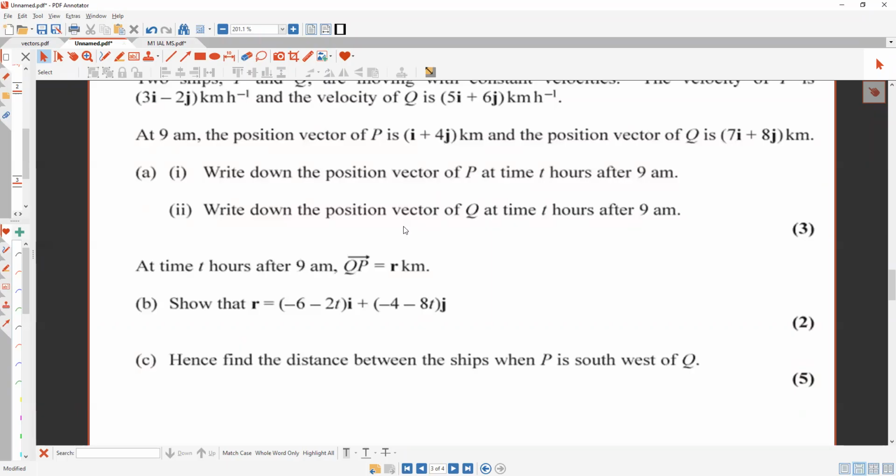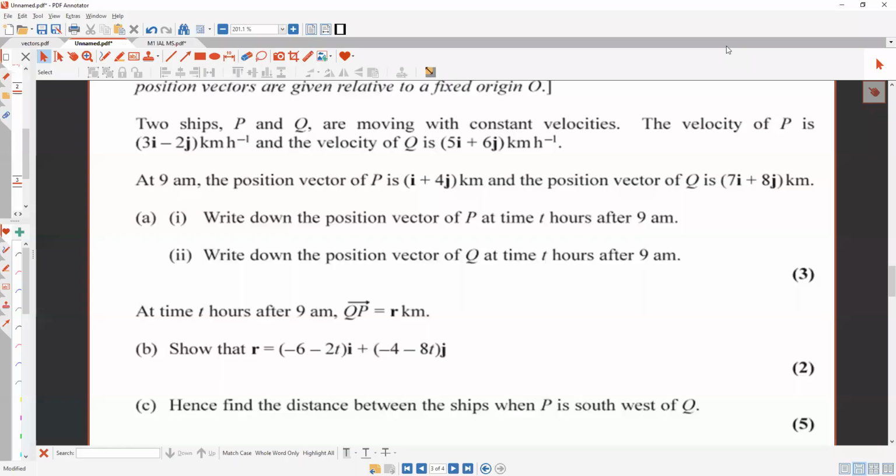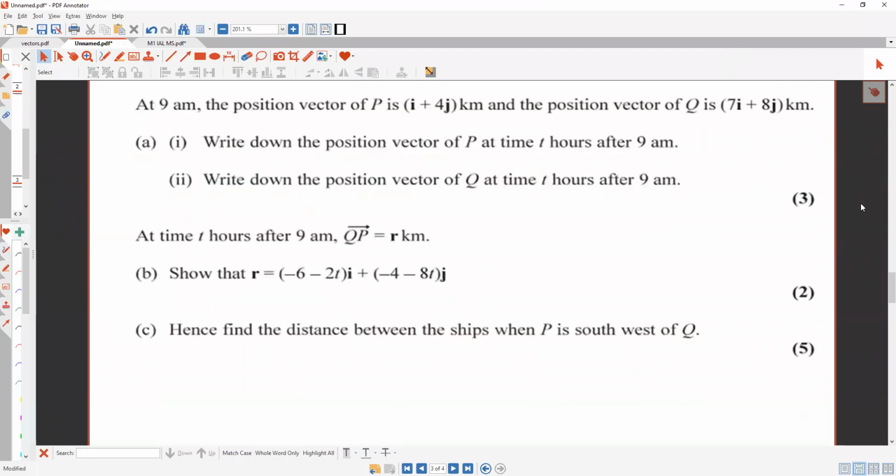Now, write down the position vector of P in terms of t hours. Part A is very easy. You guys can do part A on your own. Please do it. I'll pause the recording. Okay, so you guys were able to do this. Now tell me the answer for P and Q.